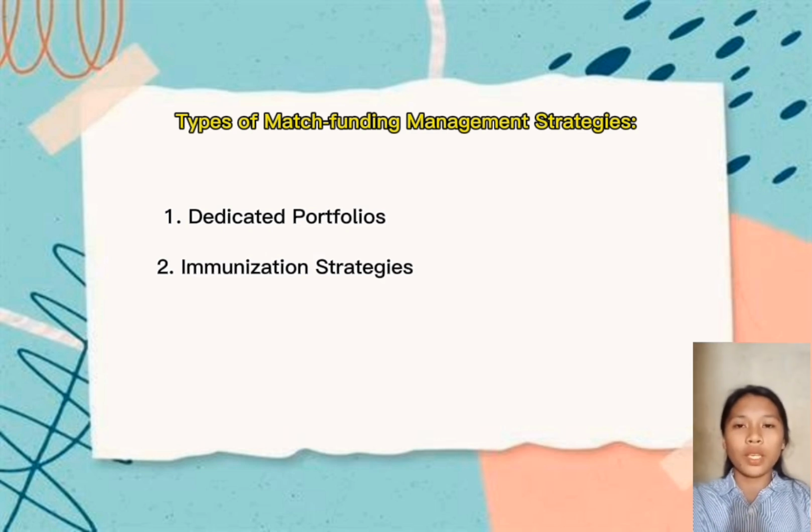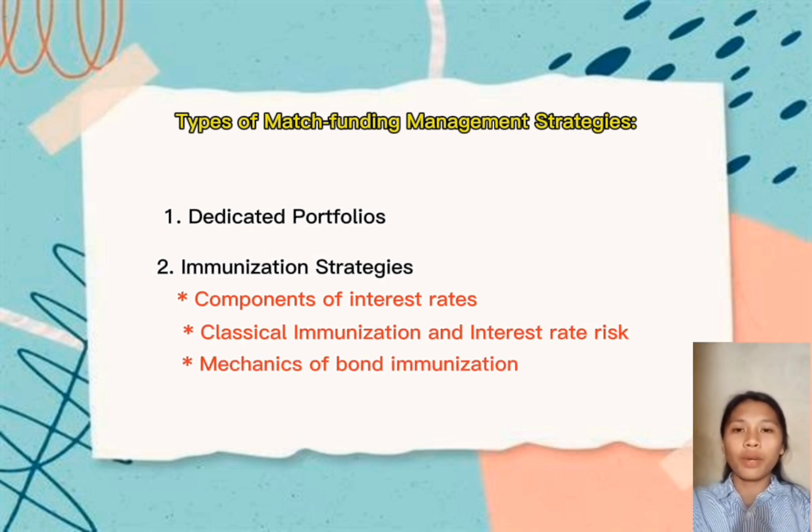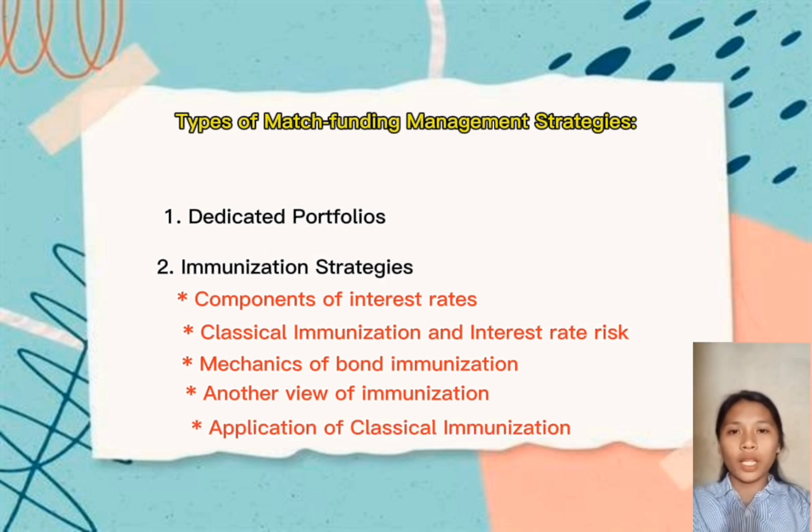Next is immunization strategies. Immunization strategies are risk mitigation techniques used to protect investment portfolios from the impact of interest rate fluctuation. These strategies aim to minimize the impact of interest rate changes on the portfolio's value and ensure that the investor can meet their future liabilities. We have types of immunization strategies: classical immunization and interest rate risk, the mechanics of bond immunization, another view of immunization, application of classical immunization.